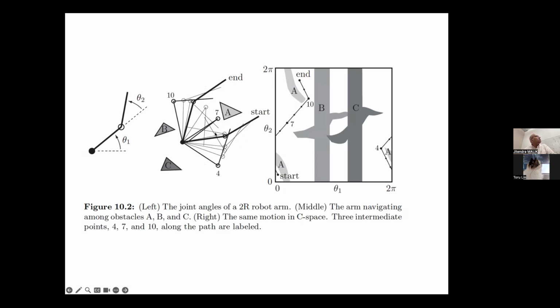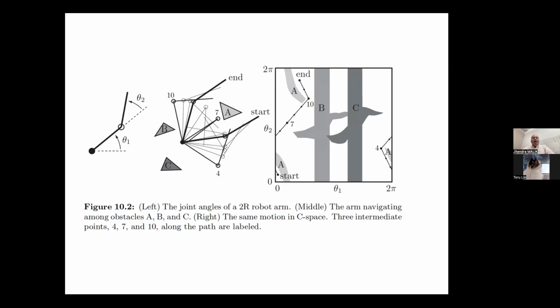So this is the problem. You have to avoid not just collision of the end effector, but also with any part of the robot. No part of the robot should collide with an obstacle. So how do we do this? As I said, this was all worked out in the 1980s and 90s.